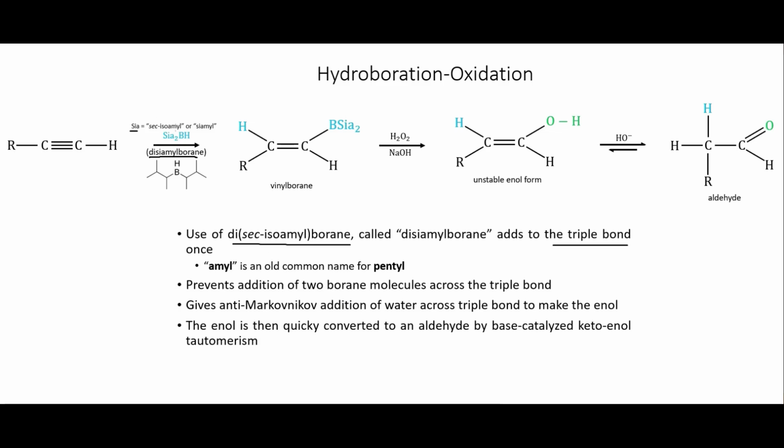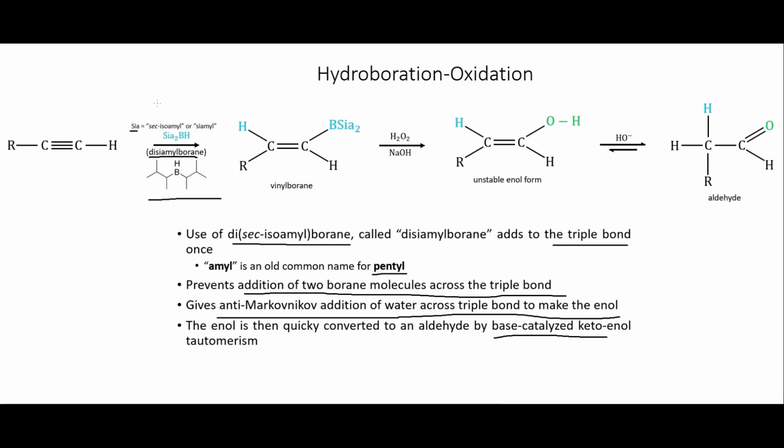This amyl here is just kind of a holdover from an old common name for these 5 carbon species. So we see that this has these 2 5-carbon species on it, and so that's where that amyl comes from there. So like I said, this prevents the addition of 2 borane molecules across the triple bond, and it gives the anti-Markovnikov addition of water across the triple bond to make the enol. Then the enol is quickly converted to an aldehyde by the base catalyzed keto-enol tautomerism.